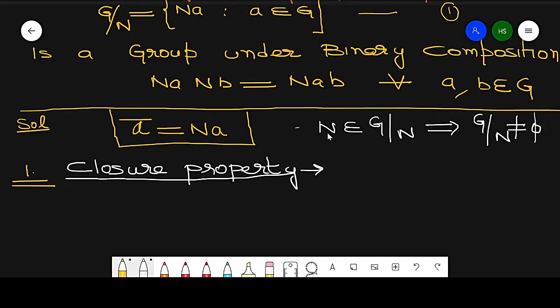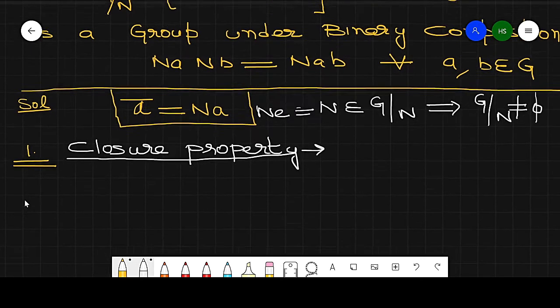So first remember, this set is non-empty. Why non-empty? Because what is N? N is N into e. And this member is equal to N and it belongs to G by N because e belongs to G. Why does e belong to G? Because G is a group. So that's why G by N is non-empty. Now what is the closure property?